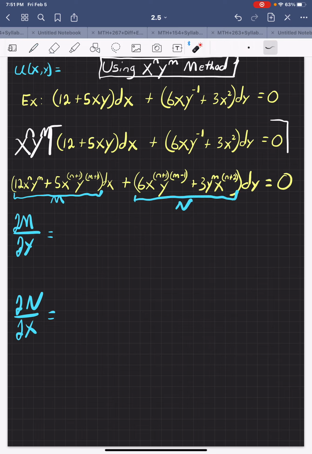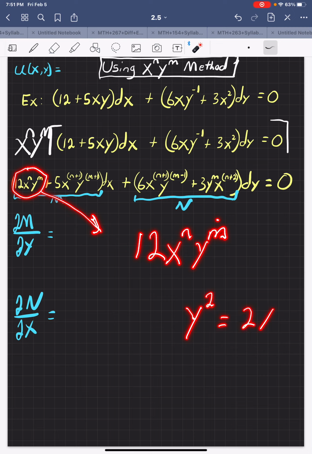Ready? So let's take the partial of M and we're going to take that with respect to y. Let me just make sure you see what's happening here. You've got 12x to the n, y to the m. If you take the derivative of that with respect to y, treating x as if it were a constant, well, come on, you know the deal. What is the derivative of y squared? Well, it's 2y to the power of 2 minus 1, right? You always subtract 1 from the exponent.